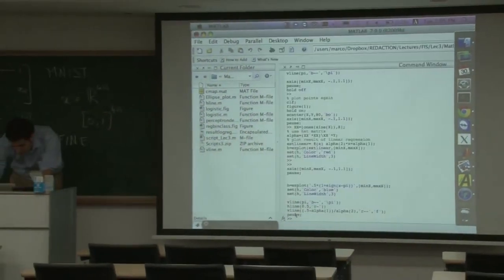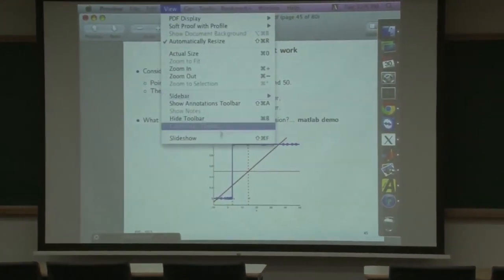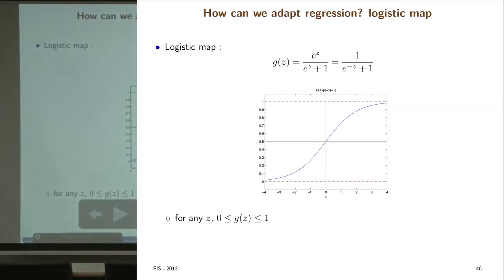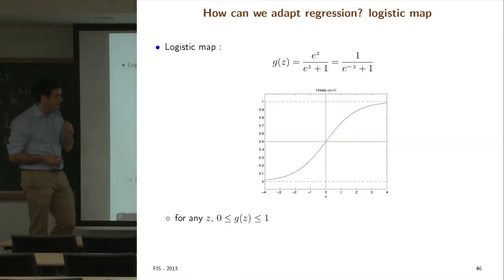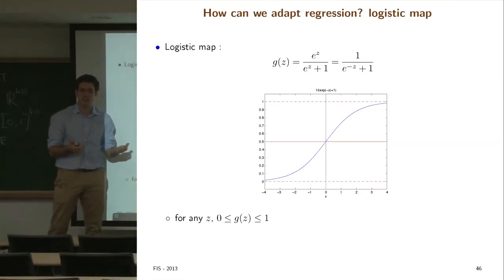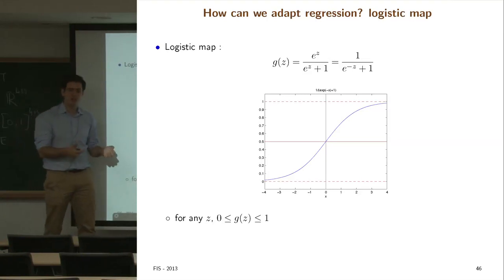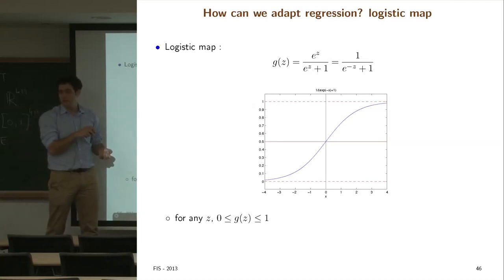So the question is there, however, a way we can save regression, that we can make it useful for the purpose of classification? And there's one way, and it's called logistic regression. And why is it called logistic regression? Because logistic regression builds on regression and on a function called the logistic map. So this is the logistic map. It's a function. It's 1 divided by exponential minus z plus 1.